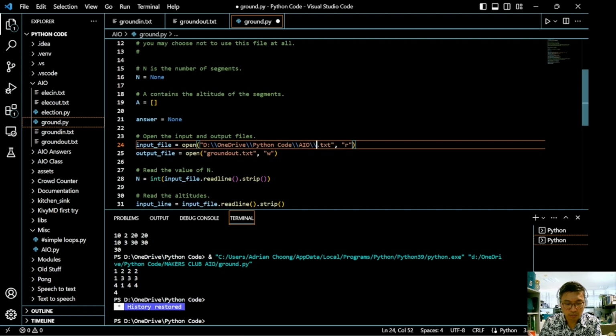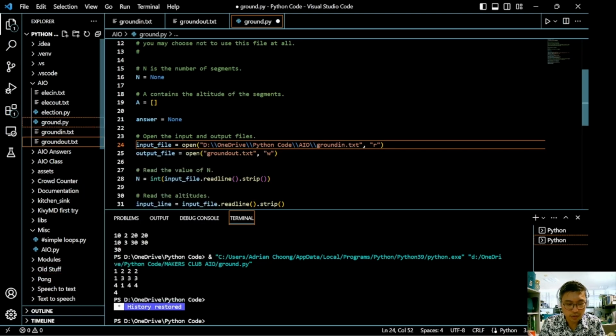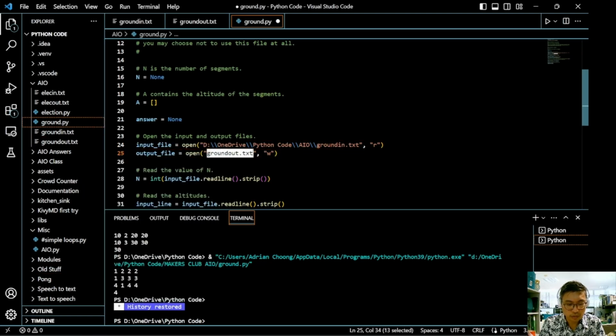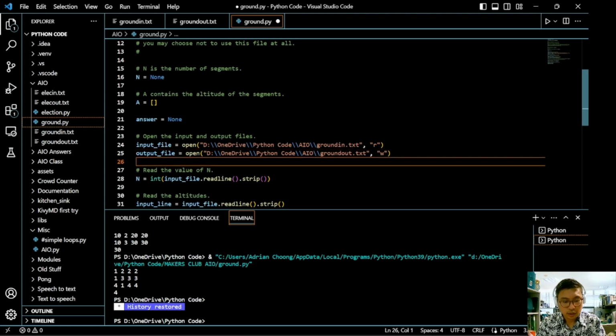because Python doesn't recognize a single slash. So we'll do the same thing with ground out, the output file ground out. Okay, over here. Now, let's take a look. Now that we have done the template file, okay, why don't you try on your own first before we analyze the problem and the solution.